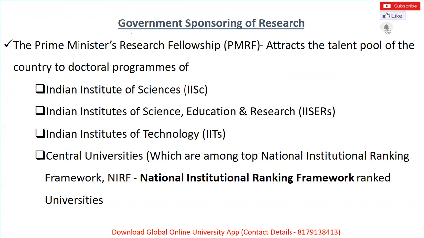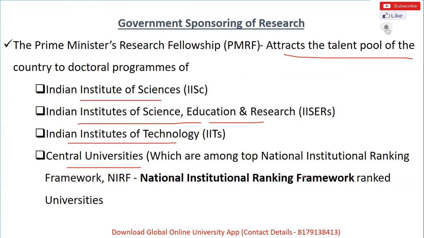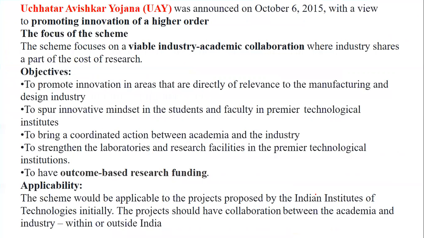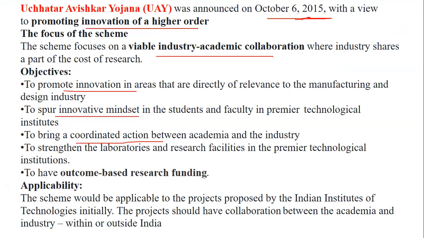Government sponsoring of research is in the form of the Indian Institute of Science, which attracts the talent pool, the Indian Institutes of Science Education and Research, Indian Institutes of Technology, and central universities, which are the top national ranking universities as per the National Institutional Ranking Framework. Apart from that, you have Uchchatar Avishkar Yojana, which was announced on 6th October 2015 with a view to promote innovation. It focuses on industry-academic collaboration. The objective is to promote innovation and research, to spur an innovative mindset in the students as well as faculty, to bring coordination between academics and industry, to strengthen the laboratories and other research facilities, and to have outcome-based research funding.